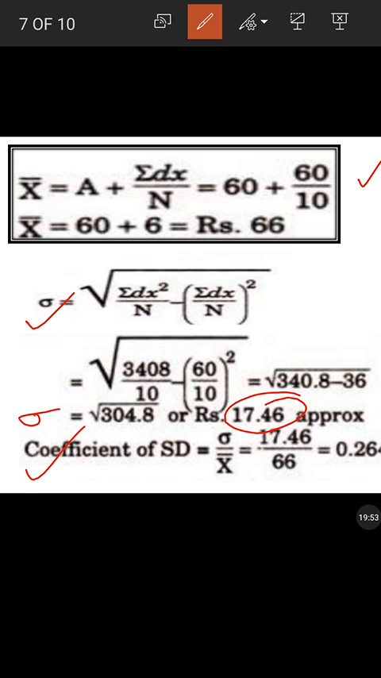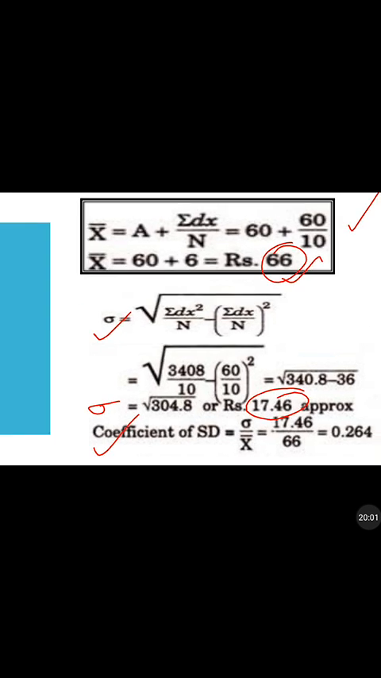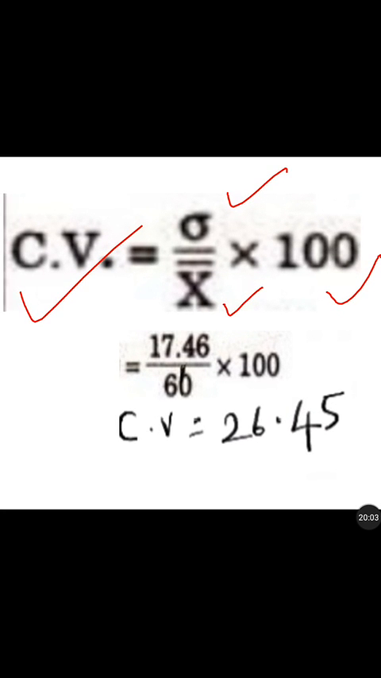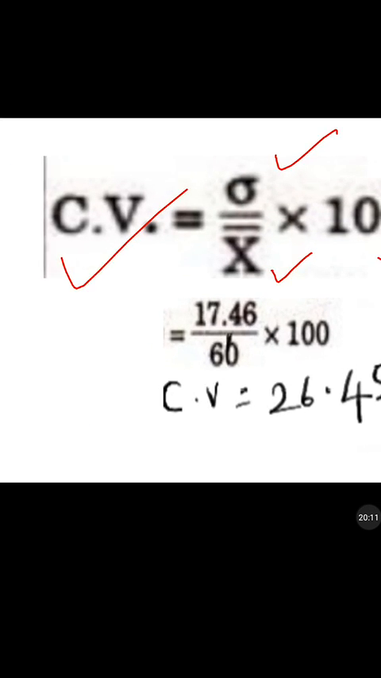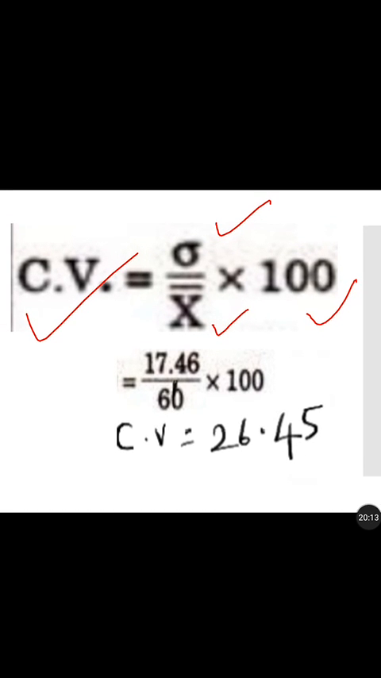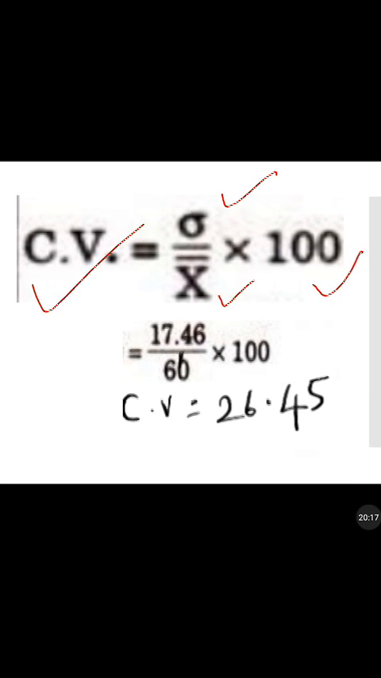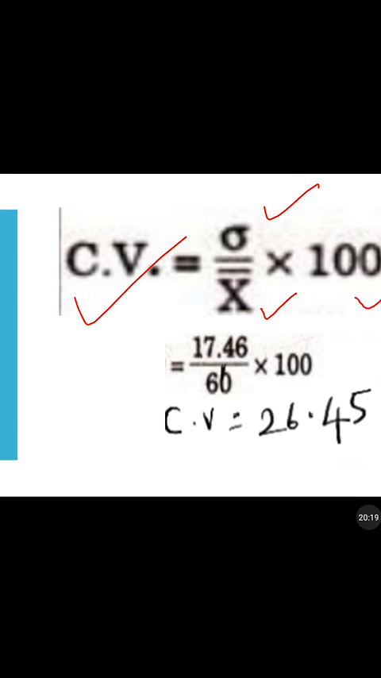So sigma is equal to 17.46 divided by the x bar value, 66. So we have taken these two values, divided them, into 100. That is what we have done under CV. That is sigma divided by x bar into 100, that is equal to 26.45. I hope you all understood this problem. It's very simple. Once you calculate and see, then it's very simple.